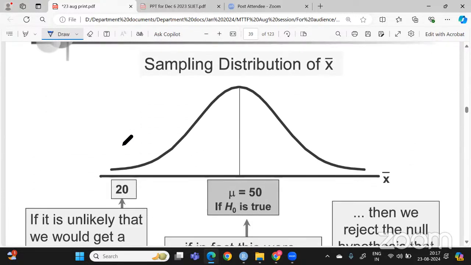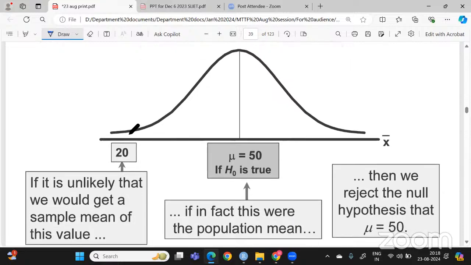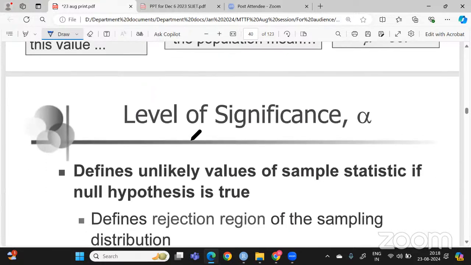And this is the reason I already explained to you: when the value lies on the extreme points, either this side or this side, and if it is lying in the rejection region also, this is the rejection region on the right hand side, this is the rejection region on the left hand side, so we reject the null hypothesis.